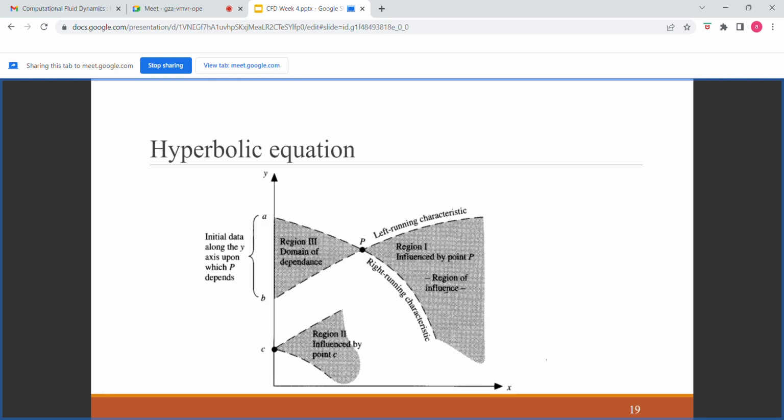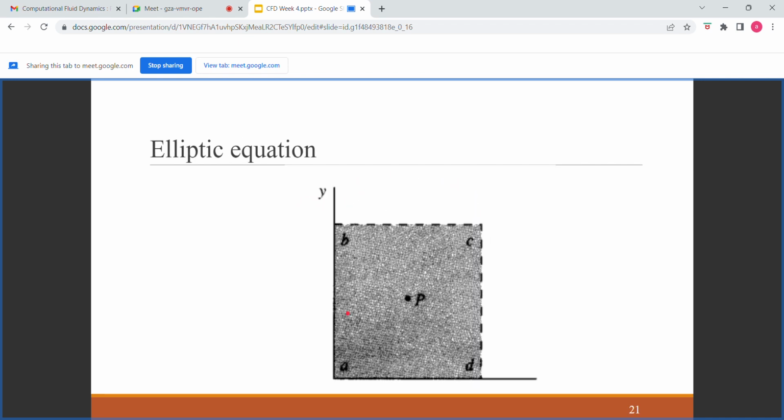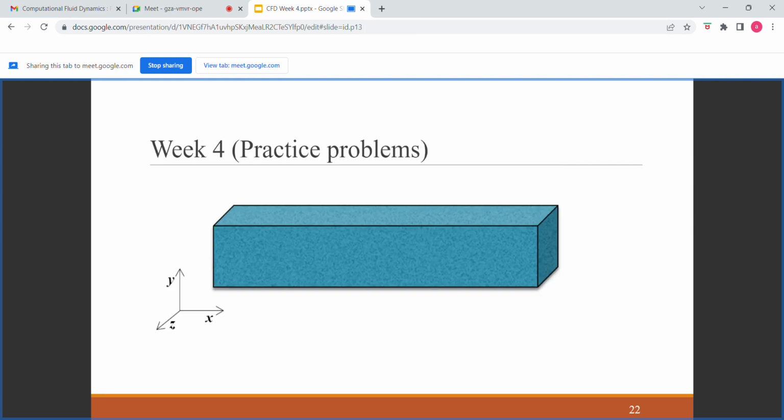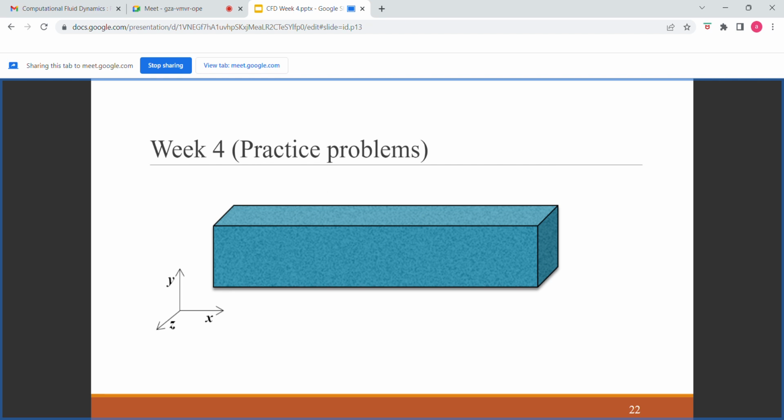Boundary conditions over the entire boundary are not needed; only a small portion of the region influences everything else. Whereas in the parabolic and elliptic equations, all the boundary conditions could be used. So these are all the questions that were asked in the week 4 assignment problems. Now we'll move on to the week 4 practice problems.